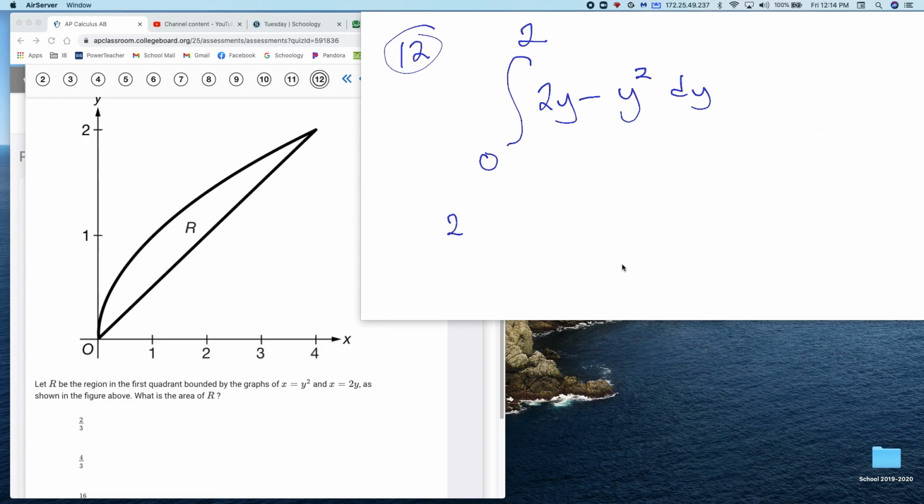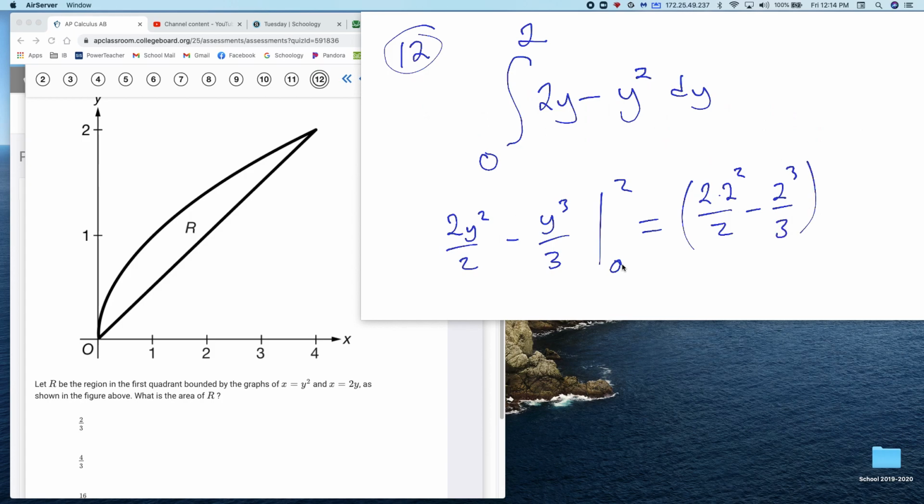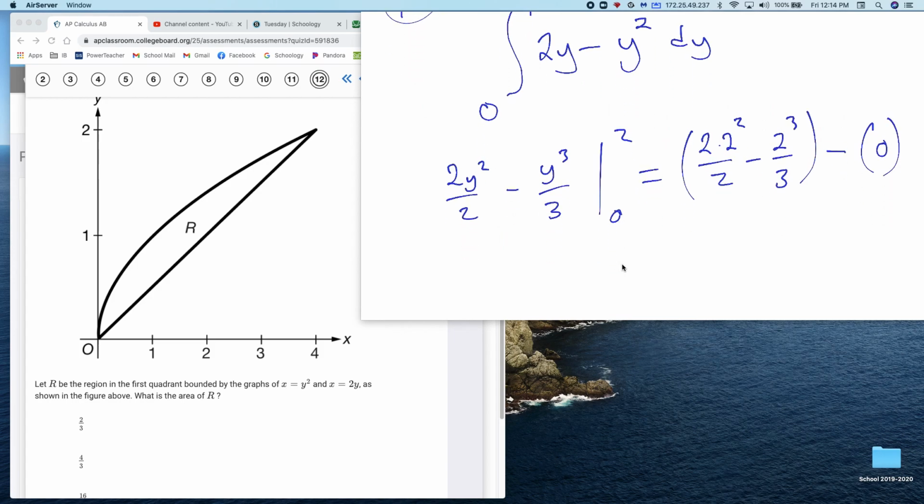So this would be 2y squared divided by 2 minus y cubed divided by 3, evaluated from 0 to 2. And I have to do the math involved with this. So I'm going to do 2 times 2 squared divided by 2 minus 2 cubed divided by 3. Fortunately, the second half just is 0, so I don't have to do a ton of extra work here.